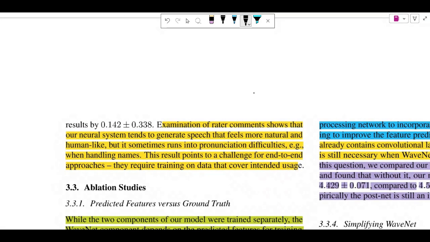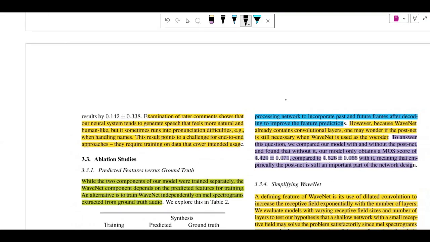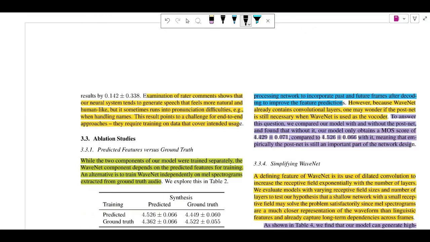They say that the examination of the human judges shows that their neural system generates speech that is more natural and human-like, but it can sometimes run into pronunciation difficulties while handling names. So basically, they say that their model is able to generalize the feel of the audio, so their audio still feels natural, but because they are generalizing to a new domain, some particular pronunciations get messed up.